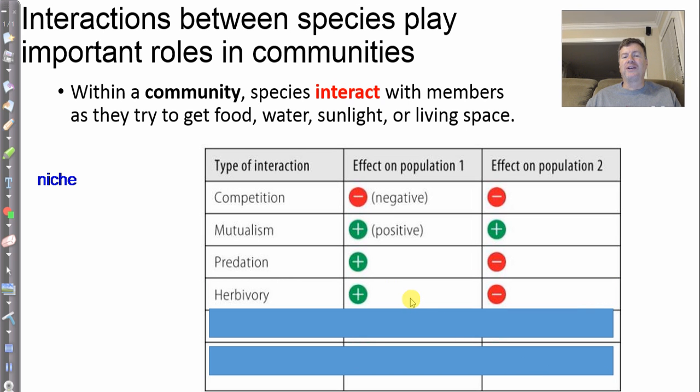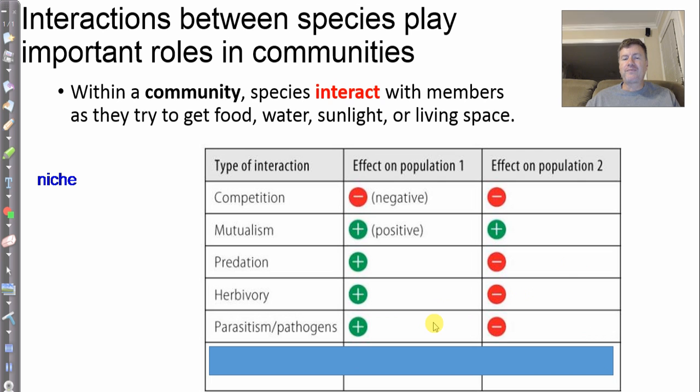Herbivory is when a plant eats, sorry, not a plant, but an animal eats a plant. So the animal benefits because the animal clearly is going to be getting the food source from the plant, and the plant's going to lose. Parasitism and pathogens. This is where you have a parasite, let's say a microorganism, a bacteria, that actually is going to be getting a resource from the host, and the host is going to lose resources in the process. We'll look at some examples.